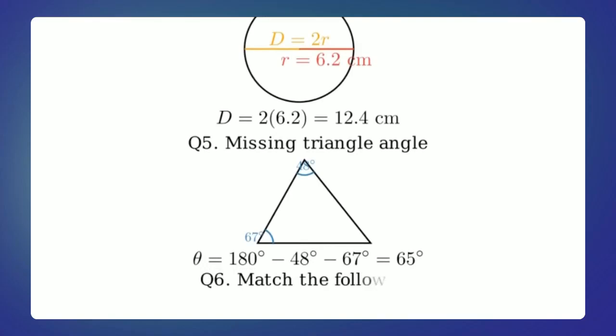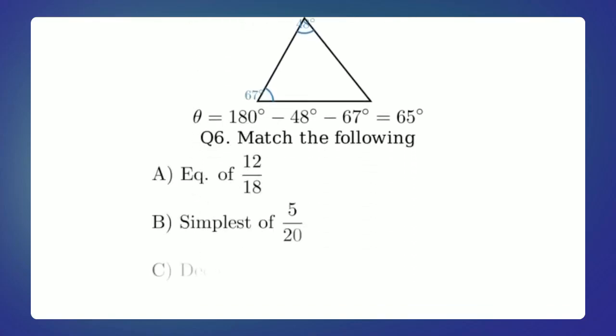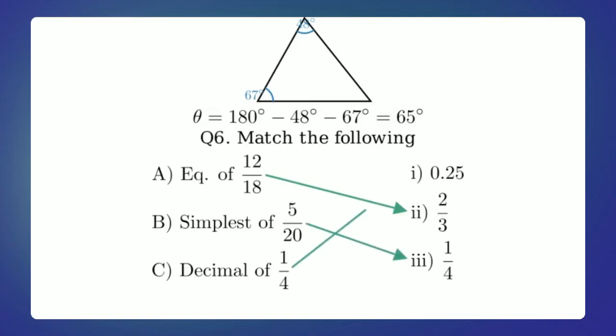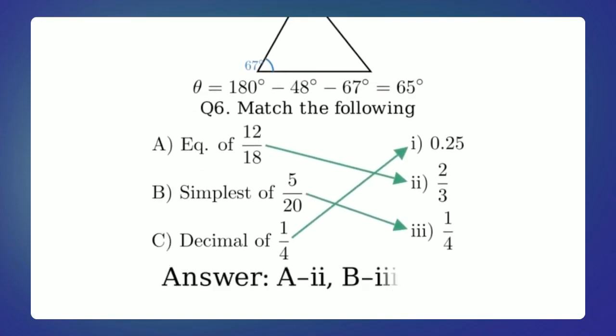Question 6. Match each item. We will match equivalent fraction of 12 over 18, simplest form of 5 over 20, and decimal form of 1/4. The matches are 2/3, 1/4, and 0.25 respectively.